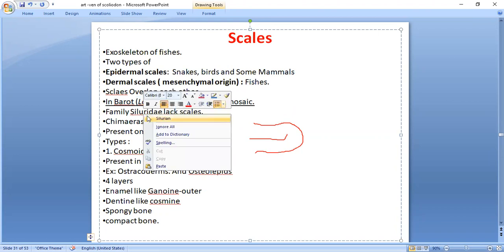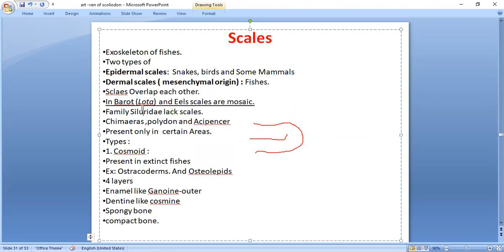Remember the bottom dweller fishes, the family called Siluridae. Fishes of this Siluridae family do not contain scales. They are a kind of bottom dwelling fishes.